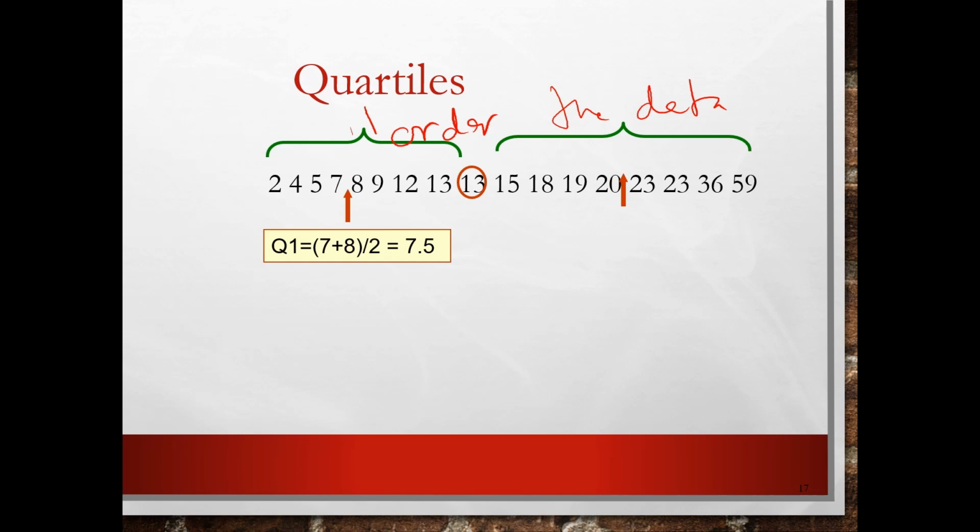So it would be 7 plus 8 divided by 2, and here it would be 20 plus 23 divided by 2, right? Some of the formulas given previously, that is n plus 1 divided by 4 and n plus 1 divided by 4 multiplied by 3, will not correctly work for a small data set, right? So that I also have to mention. Notice that the formulas are not exactly correct for a very small data set, because dividing into 4 equal parts would be a little difficult when you have a small data set.